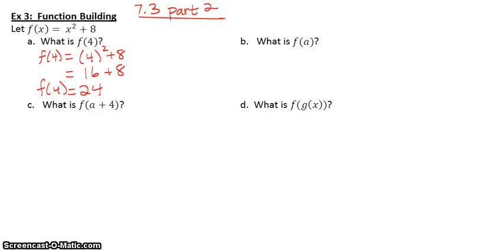Now, this does not have to be a number. Instead of having a number there, I could have a variable in the parentheses, and I could have a whole other function in the parentheses, and that's kind of what we're building up to. For part B, let's say I had f of a then. So again, you can put anything in for x.